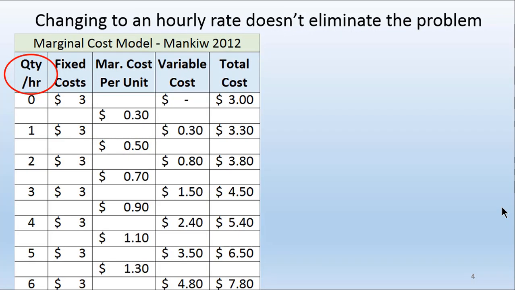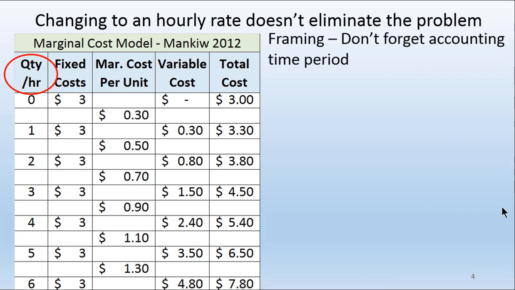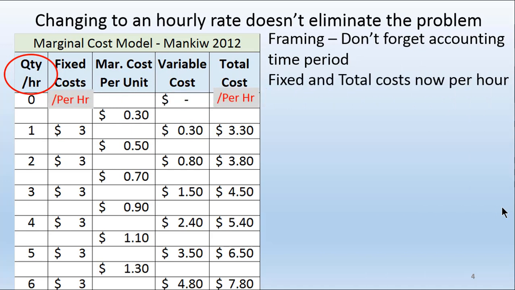So, changing the hour rate doesn't eliminate the problem, because you still have to remember that the frame is an accounting time period. As soon as you put quantity per hour up there, your fixed cost and your total costs are now per hour, and your time frame for your model is hourly. It's not monthly anymore, it's hourly.